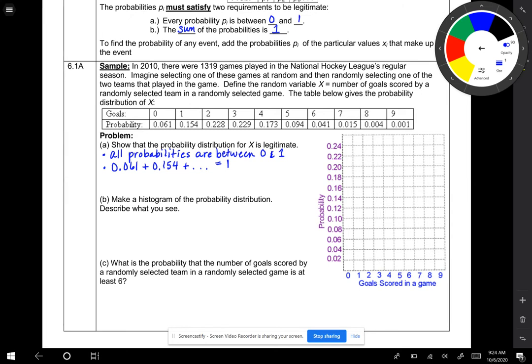For part B, make a histogram of the probability distribution. Describe what you see. All right, so your histogram or your graph is labeled. You have goals scored in a game on your x-axis and the probabilities on your y-axis. We're going to draw a histogram. It's been a while since we've done one, but those are your bars that do touch each other. So for 0 goals, the probability is 0.061, so I'm just going to barely make it like that. You don't have to spend so much time on making this really nicely. For 1 goal, it would be 0.154.